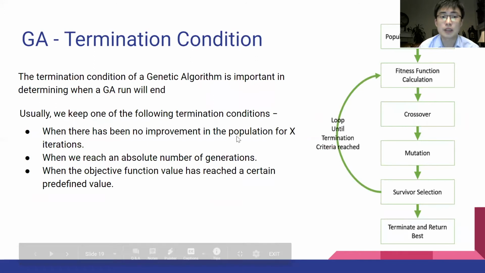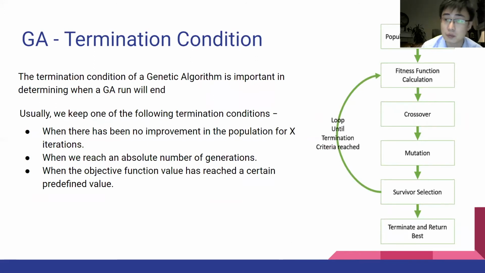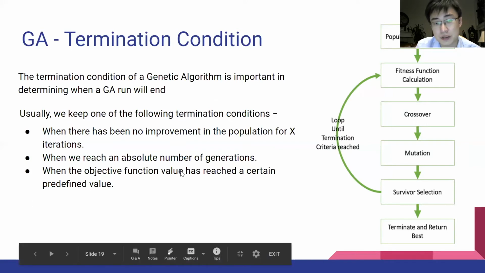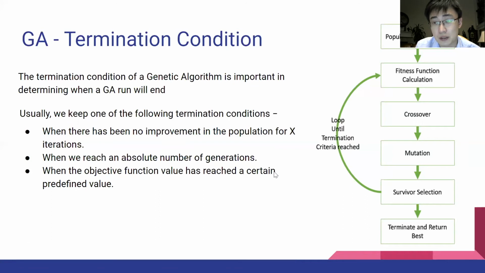Termination condition. The termination condition of the genetic algorithm is important to determine when it will end. Usually we keep one of the following terminations. The first one is if there is no improvement in the population, which means you cannot get a better solution, it will terminate. The second is when we reach an absolute number of generations. When writing the code, at the beginning, the designer may set up a maximum generation, maybe 50. When you reach the 50th generation, it will automatically end. The last one is when the objective function value has reached a certain predefined value. It's similar to the second one.